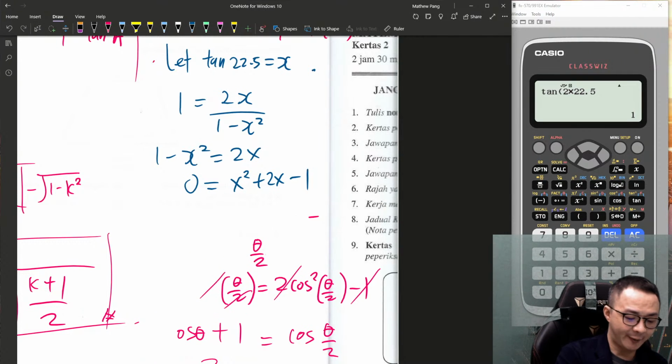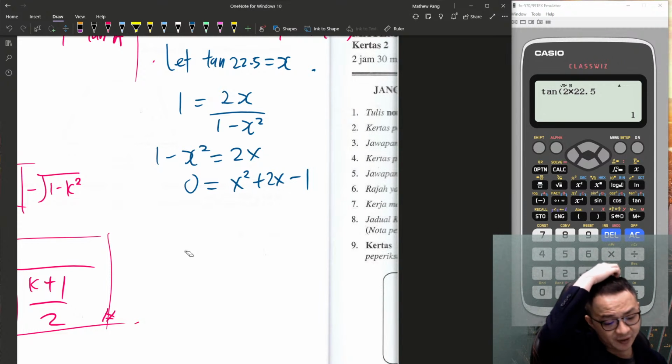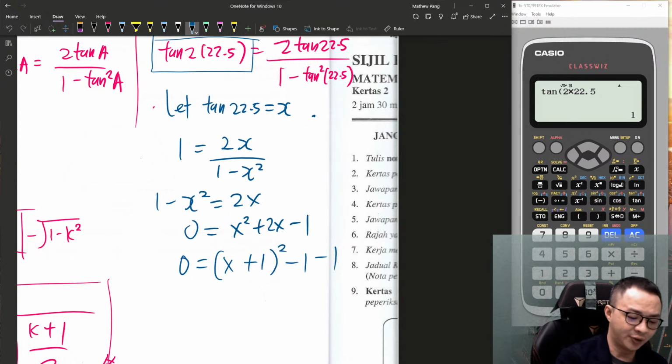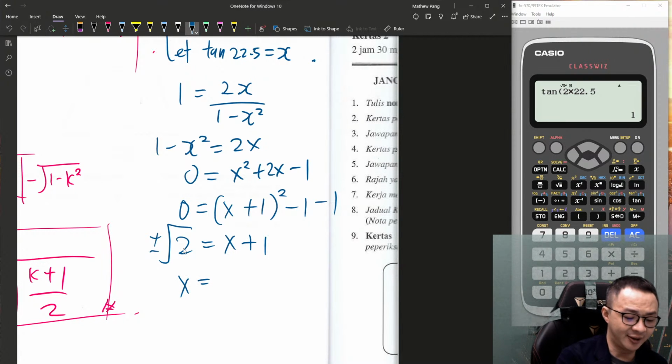So let's solve it. This one obviously cannot be factorized directly. You can either solve it by using formula or completing the square, either one will be good. The number is not too big, so I just use completing the square, save myself some time. So this is (x plus 1) squared minus 1 minus 1, so 2 equals to (x plus 1) squared. Square root both sides, plus minus. So x is basically plus minus square root 2 minus 1.